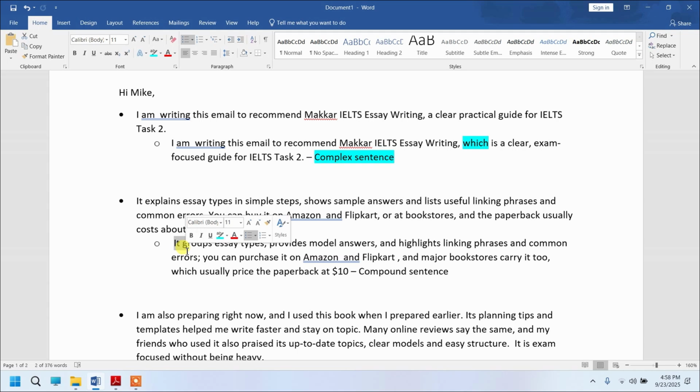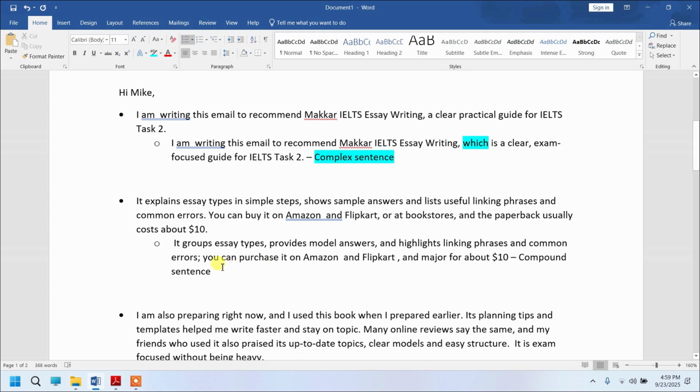It groups common essay types, gives model linking phrases. You can buy it on Amazon India, Flipkart, and major bookstores. Okay, and I can do one more thing, I can say it usually prices for about $10. Done. Okay, to the point, precise.